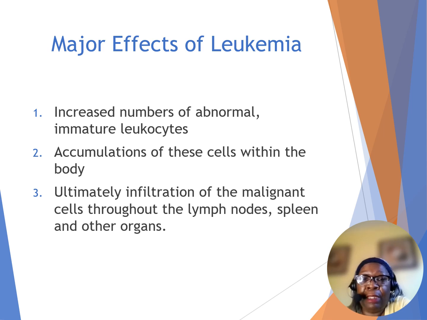Major effects of leukemia is increased numbers of abnormal, immature leukocytes. These leukocytes can't fight infection. They're immature. They're not big kids. They're little kids. They can't fight. Accumulations of these cells within the body, and ultimately infiltration of the malignant cells throughout the lymph nodes, spleen, and other organs. Okay, those are the major effects of leukemia.